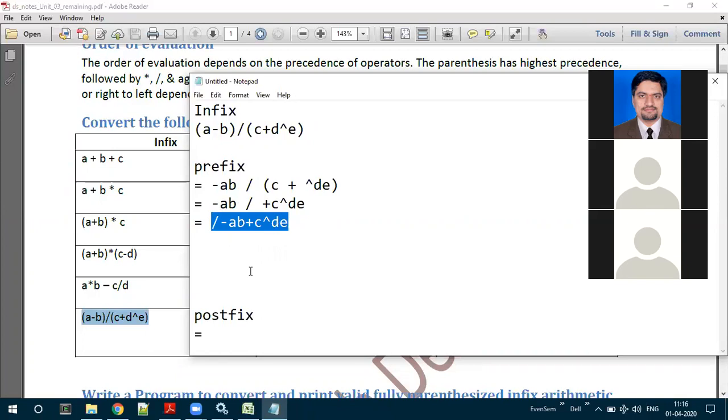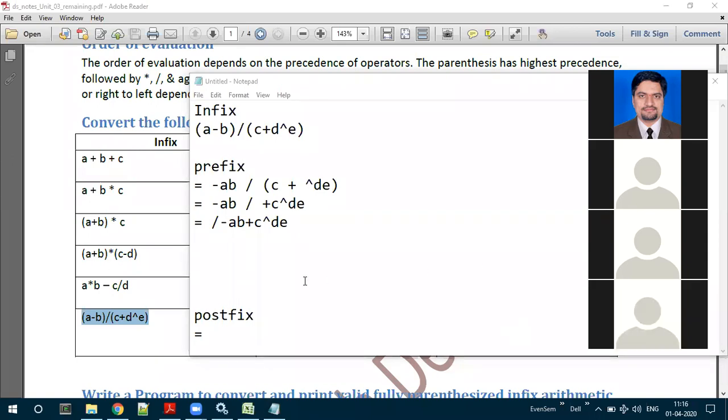I hope this is understood by you. Are there any doubts here? No, sir. Okay, proceed further with the conversion into a postfix format.